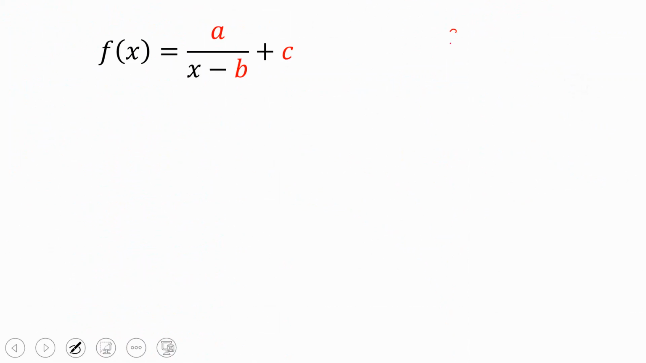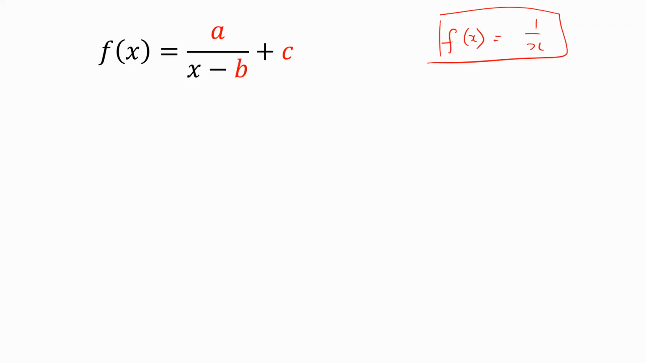So I said before, this is your general graph, f of x equals 1 on x. Yeah? What have I changed to it? I've added an a. I've got an x minus b. And I've got a plus c.